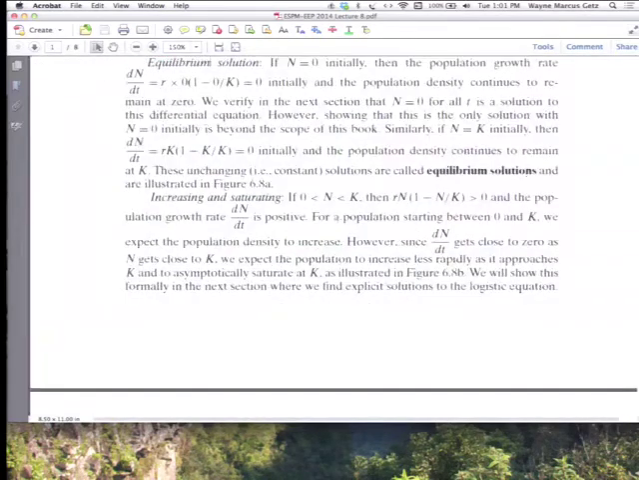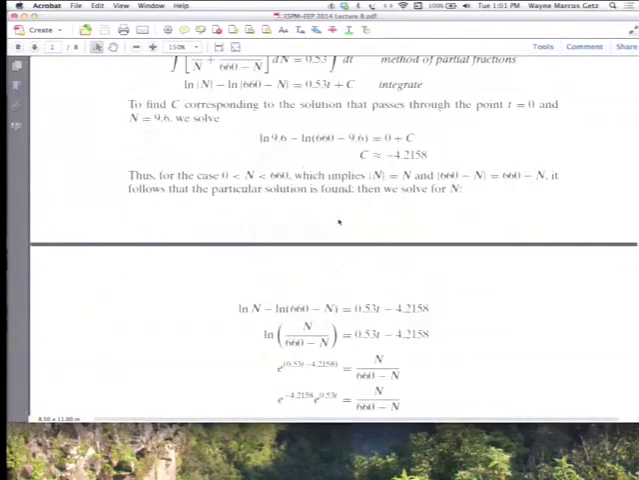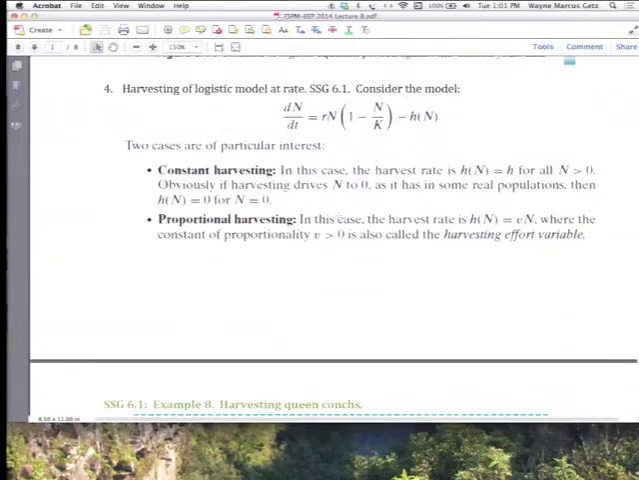Okay, so you can read this stuff yourself. And you can also look at the logistic growth curve for the Carlson's yeast data. But now what we're going to do is we're going to talk about harvesting.